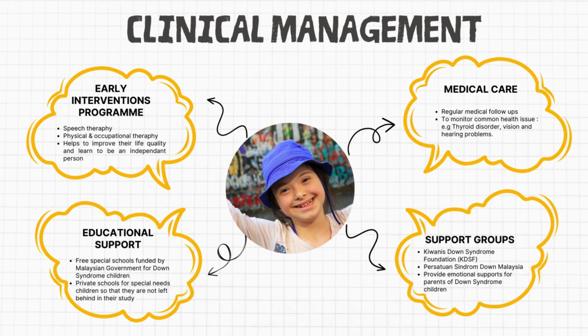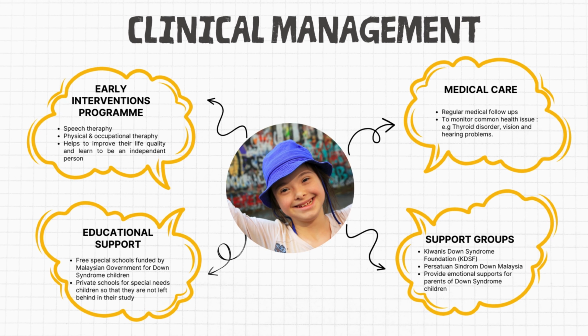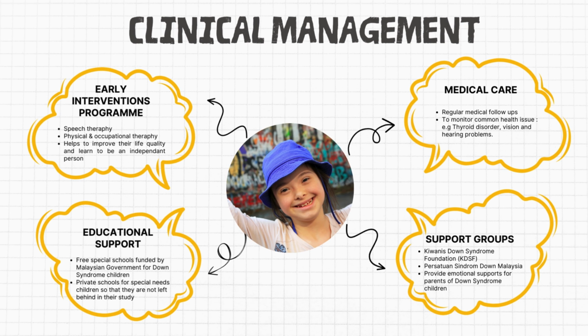Early intervention programs help children with Down syndrome develop their full potential. These services include speech, occupational, and physical therapies. Children with Down syndrome may also need extra attention in school. Since people with Down syndrome can have other health problems, they will need regular medical care.